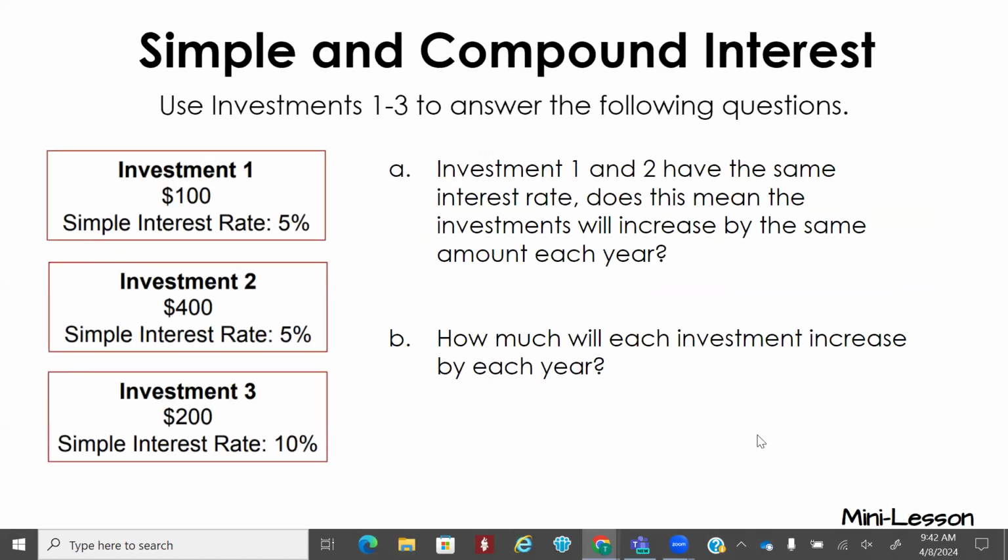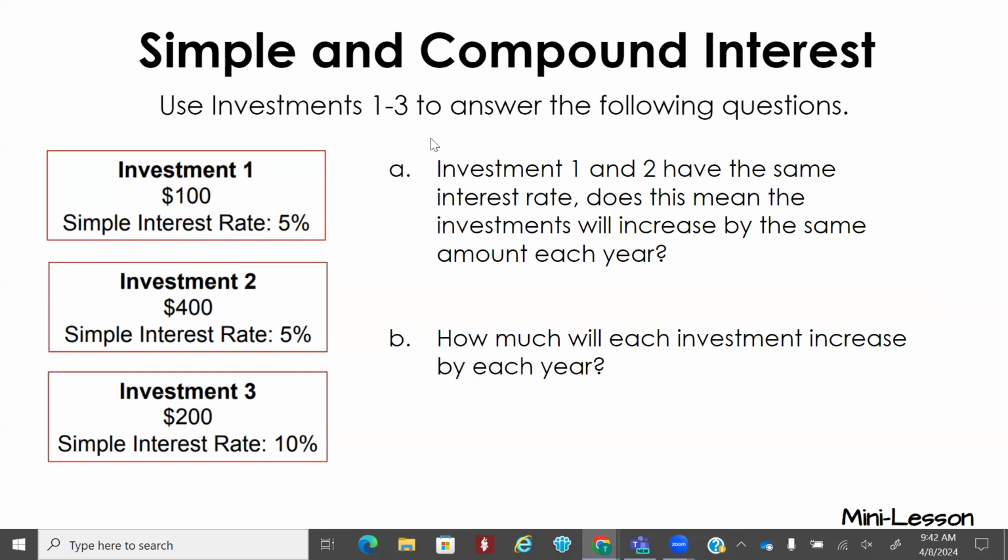What's the difference? Okay. So use investment 1 through 3 to answer the following questions. Investment 1 and 2 have the same interest rate. Does this mean the investments will increase by the same amount each year? Why? They have different starting amounts.